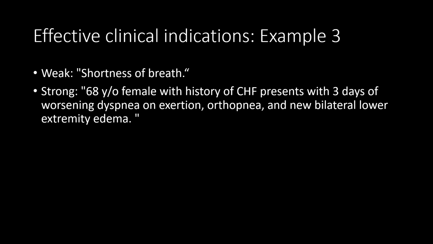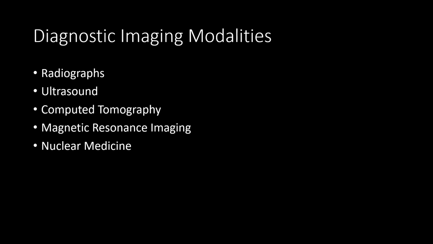A good clinical indication would be 68-year-old female, history of congestive heart disease, who comes in with 3 days of worsening dyspnea, orthopnea, lower extremity edema, right? Now I know in my brain that this person likely has congestive heart failure, and we're trying to assess for pulmonary edema, pleural effusions, or maybe a pericardial effusion. And I know that a CT of the chest with contrast is likely going to be the best study for the patient. So let's talk a little bit about the different diagnostic imaging modalities.